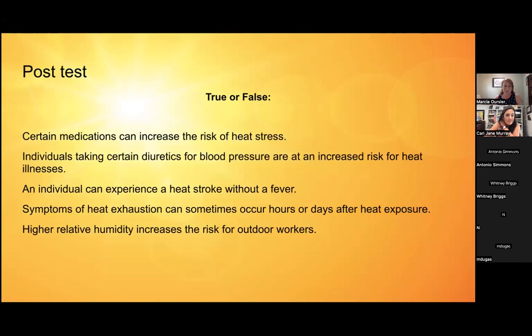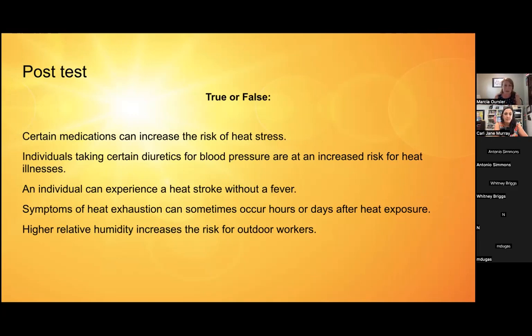All right, so not too many of us wanted to respond to the scenario a few minutes ago, but all of the answers in this little post test are true. Just reiterating, certain medications can increase the risk of heat stress. If we're taking medication for blood pressure, that puts us at an increased risk for heat illness. And heat stroke, we should not just associate heat stroke with having central nervous system symptoms and a fever. Someone can experience a heat stroke without a fever, so don't rule that out whenever we think someone might be having a heat stroke.